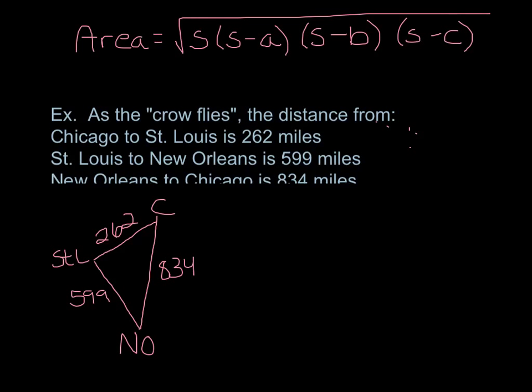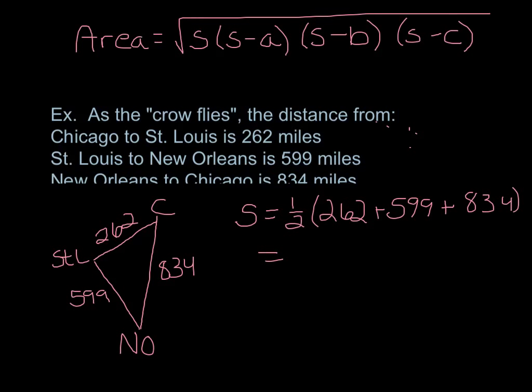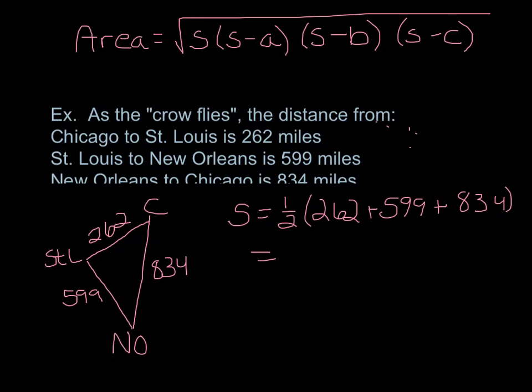So if we calculate our semi-perimeter, that's going to be 1/2 of all the sides added together. So 262 plus 599 plus 834, and that will give us that S is equal to 847.5 miles. So that would be a linear type of dimension.